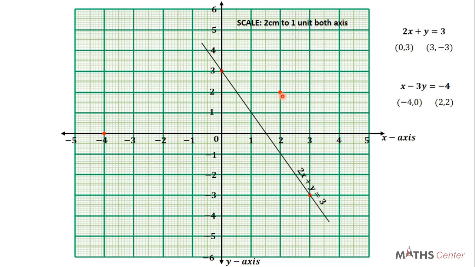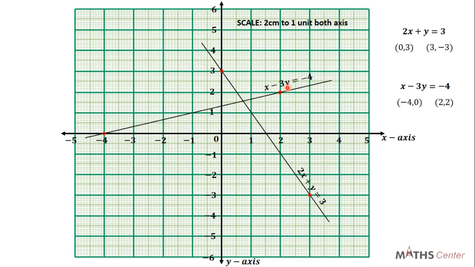So you plot your point here, 2, 2. Remember, in an exam, you don't have to use red pen. I'm just using the red to show you the points that I'm plotting. We have those 2 points here, so you draw a straight line through it. Now you see this straight line will intersect the first one.